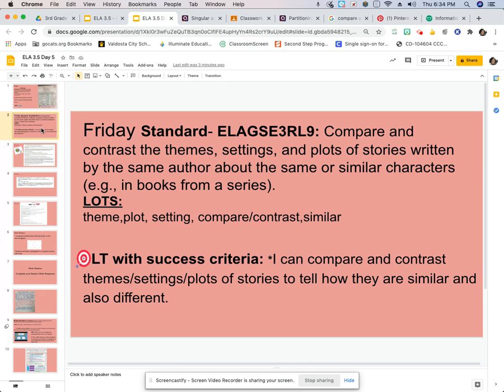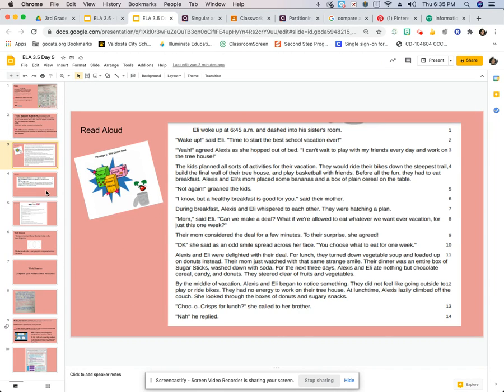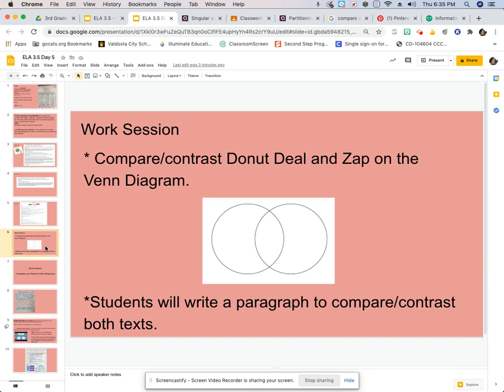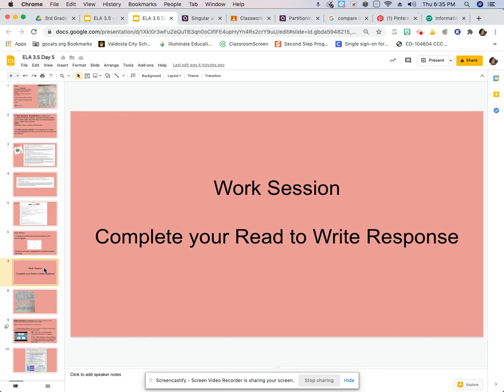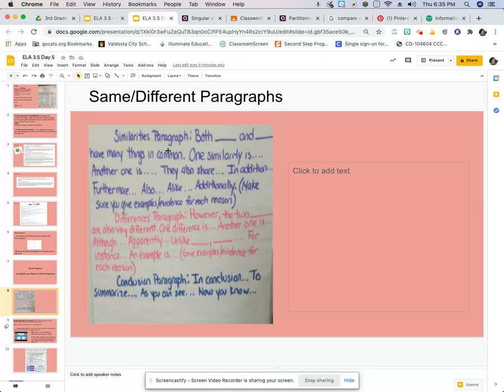You're going to compare and contrast 2 of the stories that we read this week, Donut Deal and Zap. And you're going to complete a Venn diagram. And this is in your read to write response notebook. I already made a video of this, so I'm not going to go back over it. But you will use this anchor chart here to help you come up with your similarities paragraph, your difference paragraph, and your conclusion, your concluding sentence. Not necessarily a paragraph there, but a sentence. And that's for you to do.